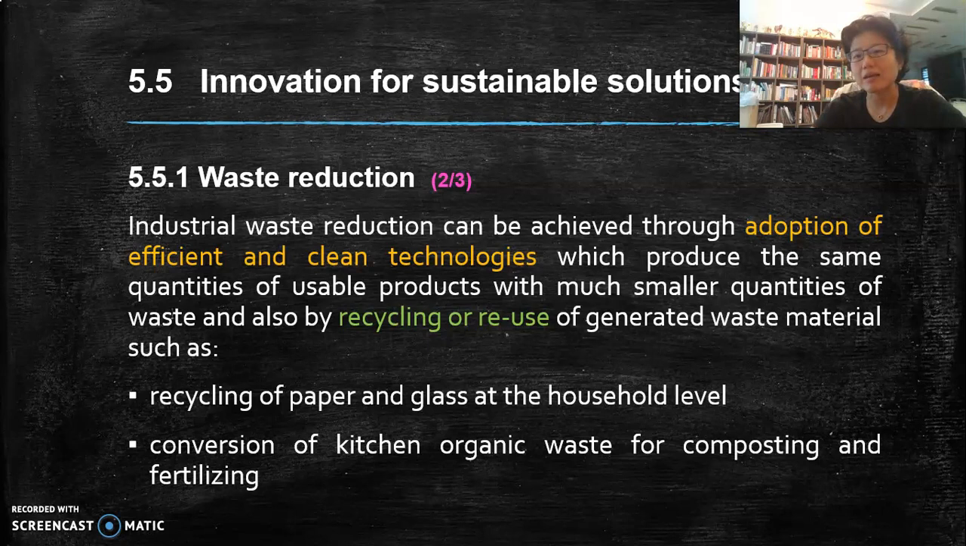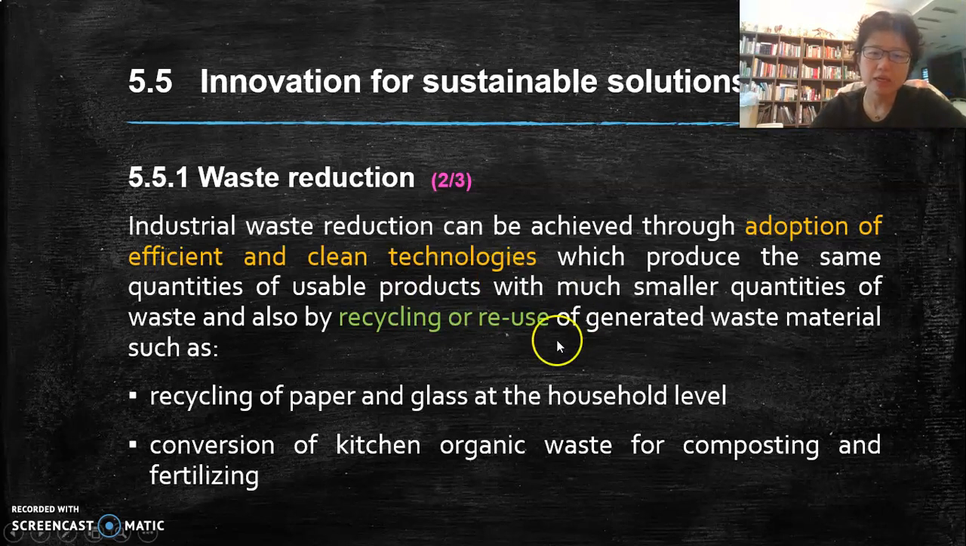start talking about recycling and all. And in terms of industrial waste reduction, we could achieve that by using more efficient and clean technologies that give you the same productivity but less waste production. So this could be more efficient materials, more efficient machines, or recycling or reusing the generated waste material. This is more common, and most probably quite a few of the groups here for this course project would be going down this path as well, trying to reuse some of the waste material.